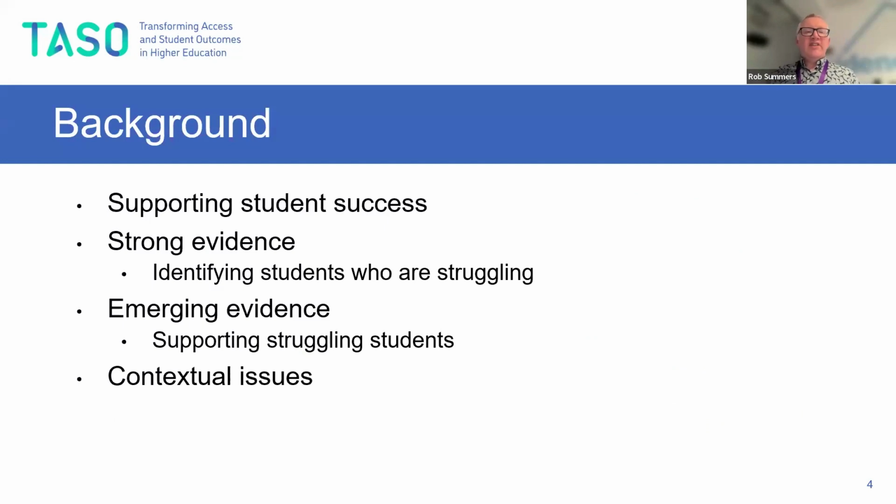So TASO's remit is to support what works for access, success, and progression out of university. A lot of our work has been involved in the access side of things, at least up to the point that we started running this project, but this is a project where we wanted to look at student success.